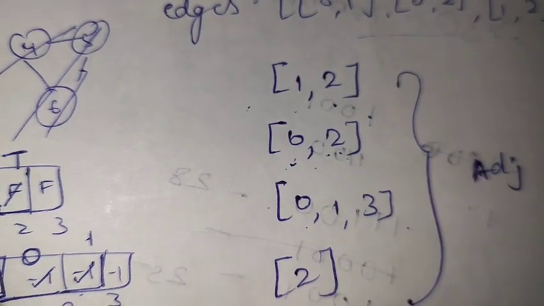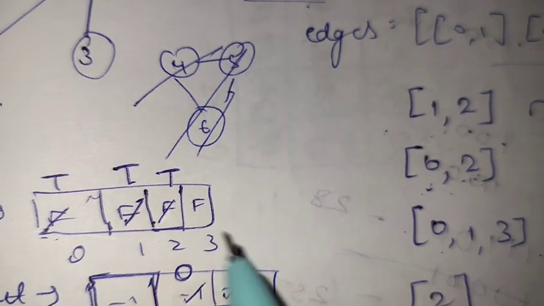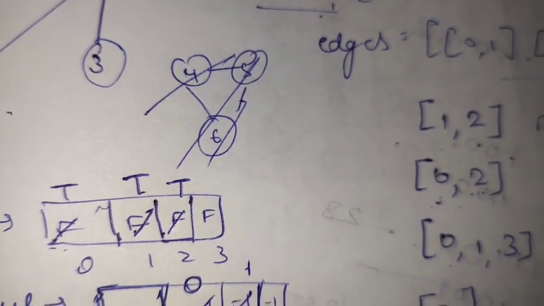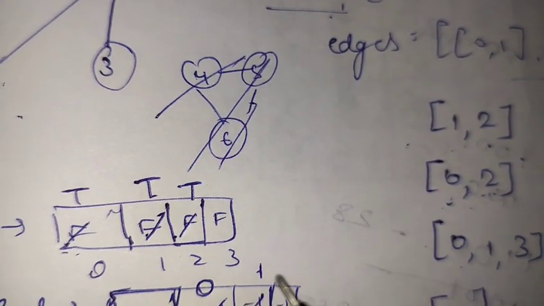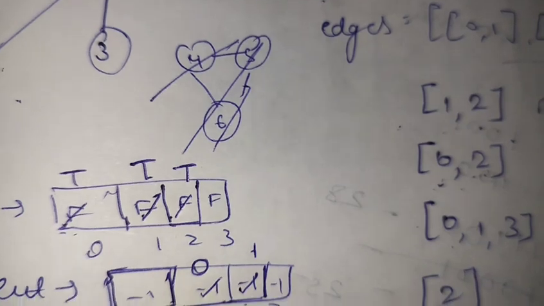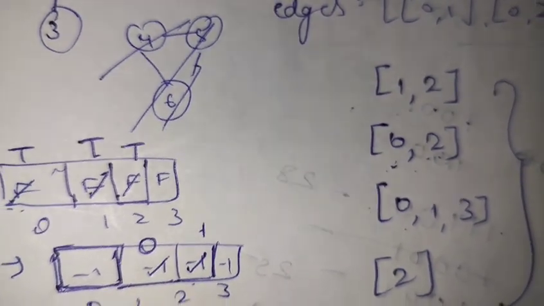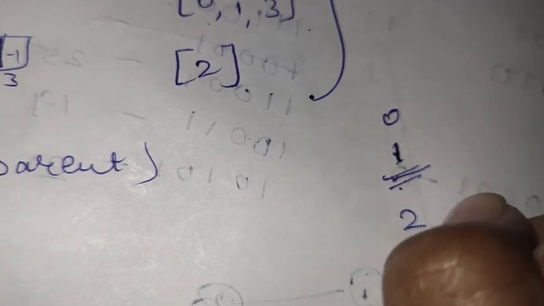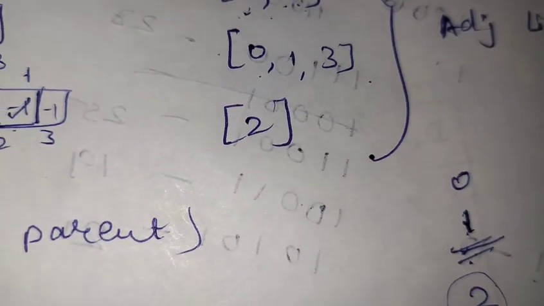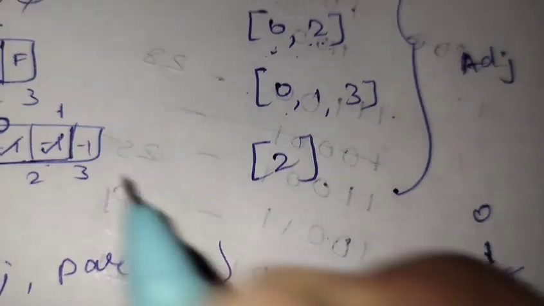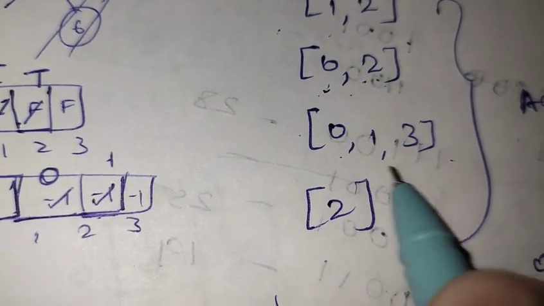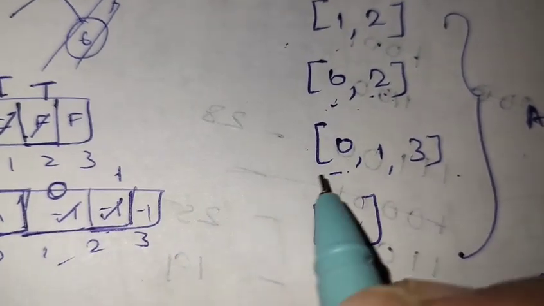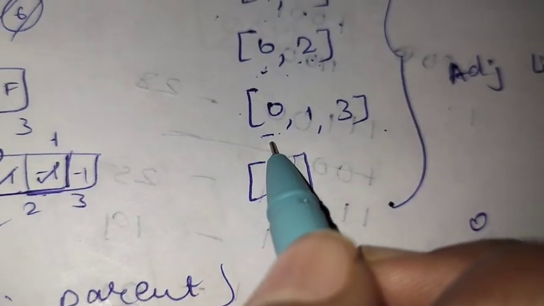0 is visited. Yes, 0 has already been visited. So since it is visited, and since we are doing DFS of 2, we check whether its parent matches with 0. What is the parent of 2? It is 1, and here it is 0. That means the parent of 2 doesn't match with this one.